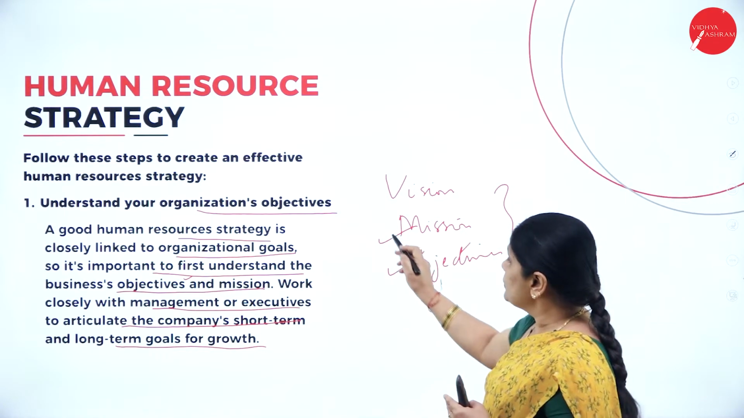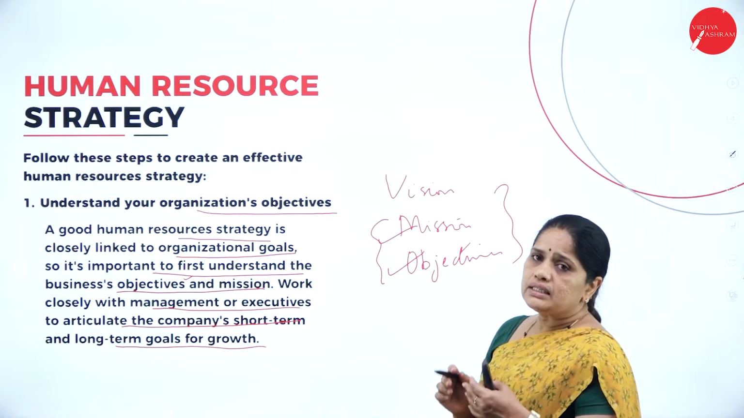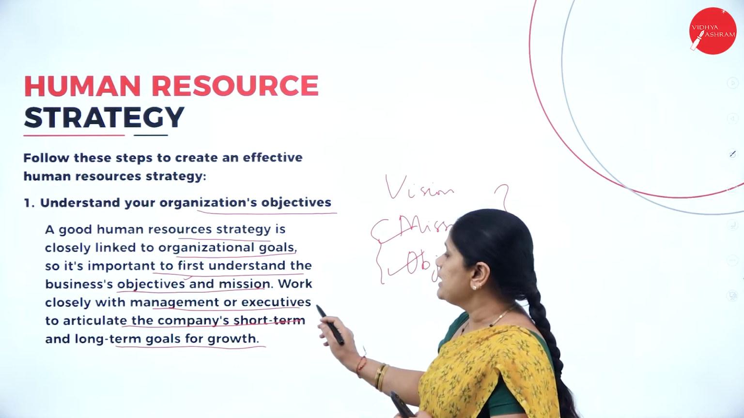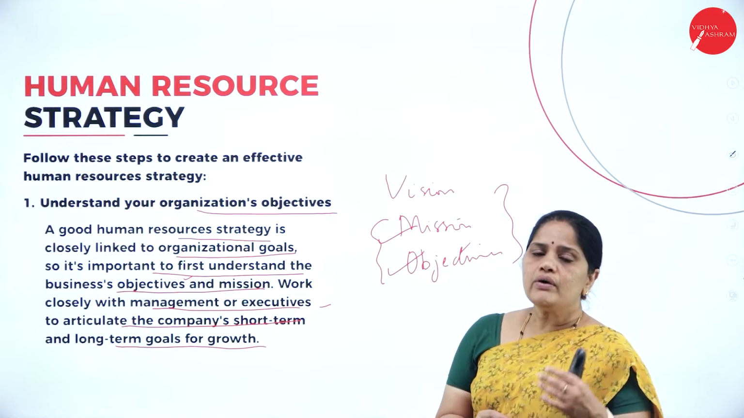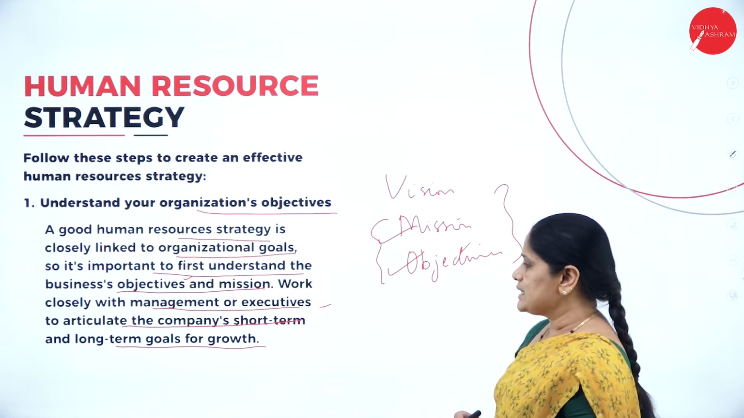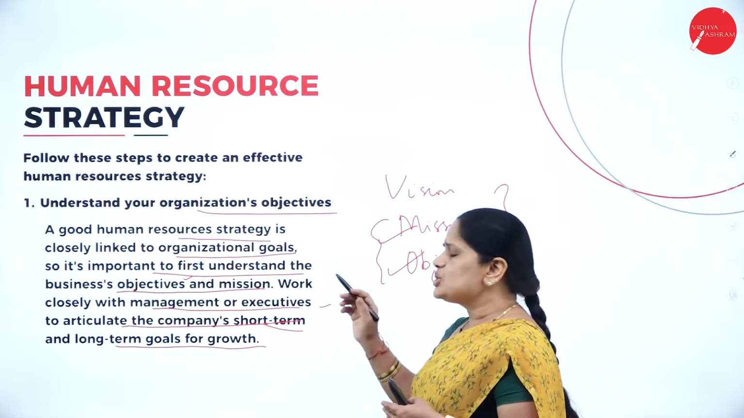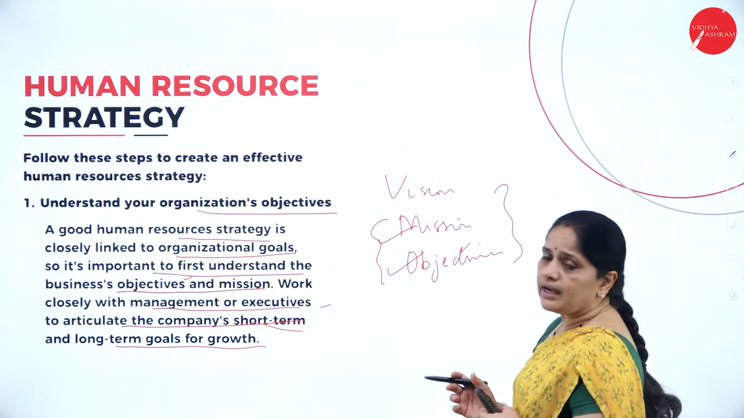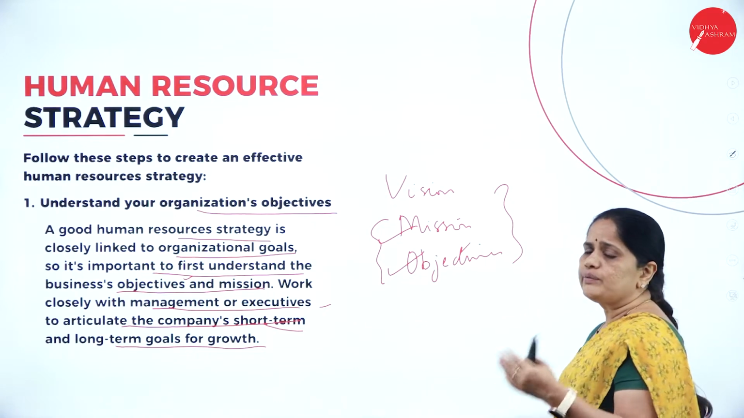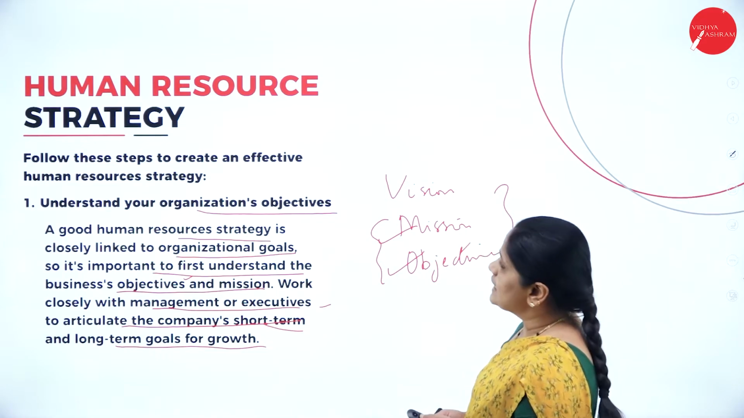In order to understand what the mission and objectives of the organization are, the HR people have to work closely with the management or the executives. Once they know exactly what the mission and the objective of the organization are, they will be able to understand the short-term and long-term goals of the company. When we understand the short-term and long-term growth of the company, we will be able to formulate a good HR strategy.